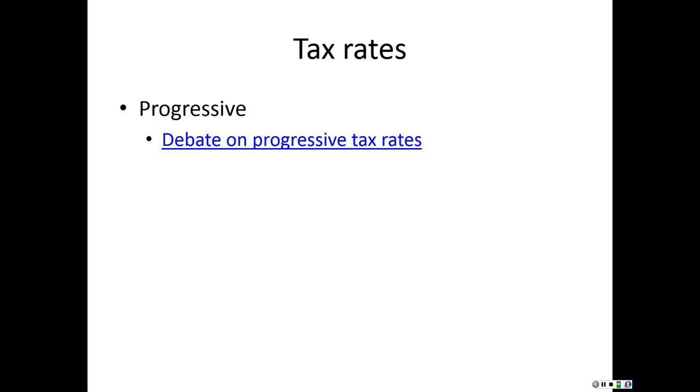We see this with the federal income tax. The more money you make, the higher your tax rate will be. I've included a link to a debate on progressive tax rates and if they work or not.